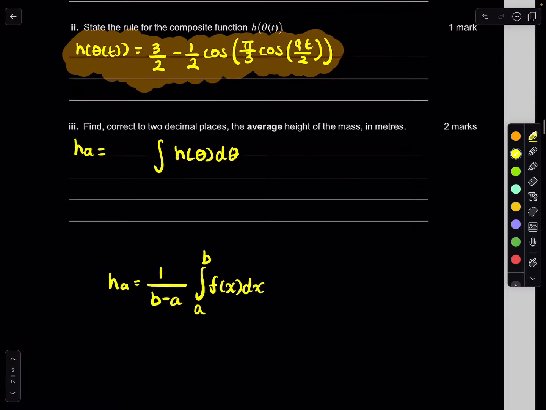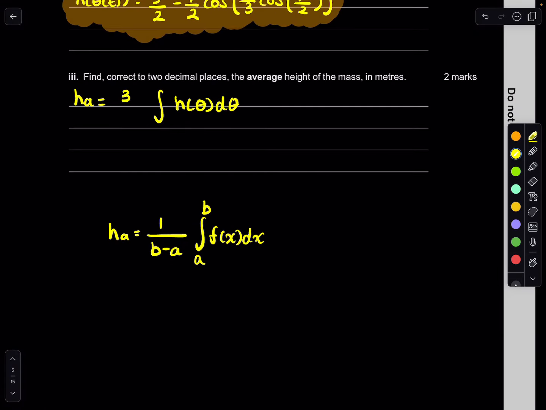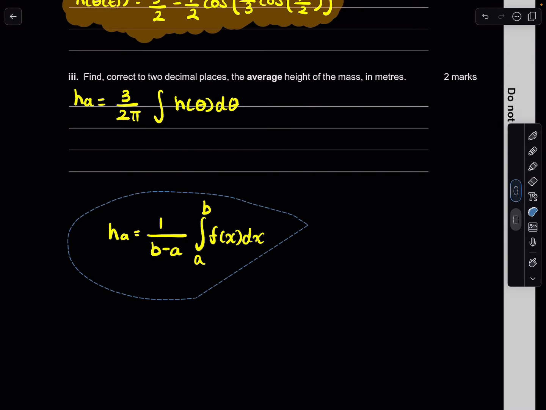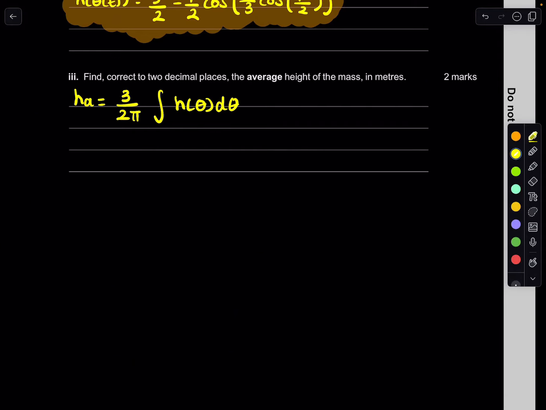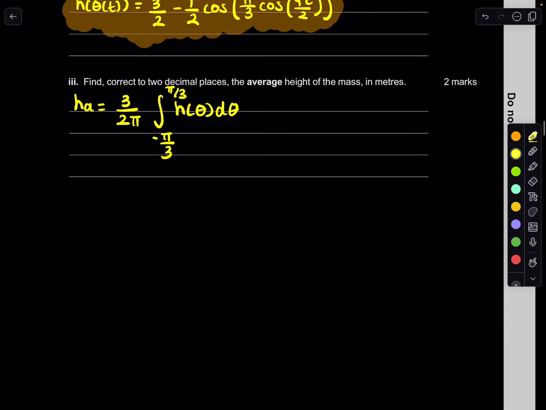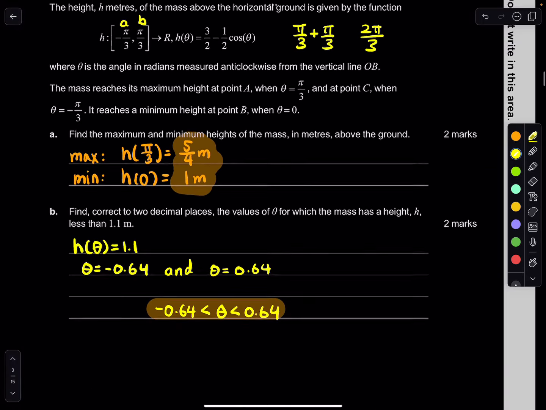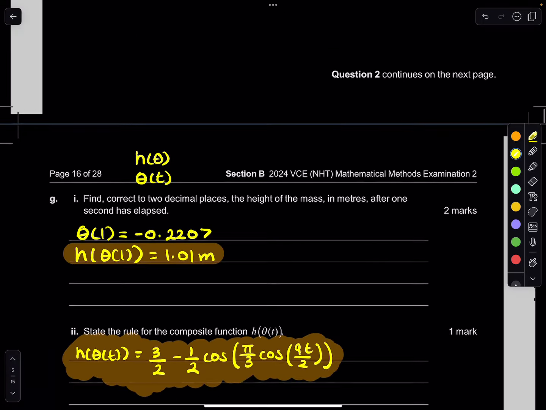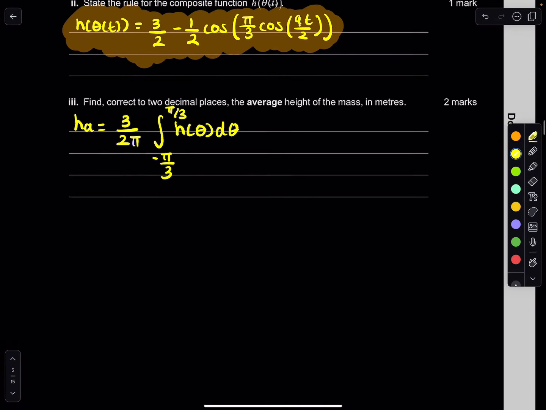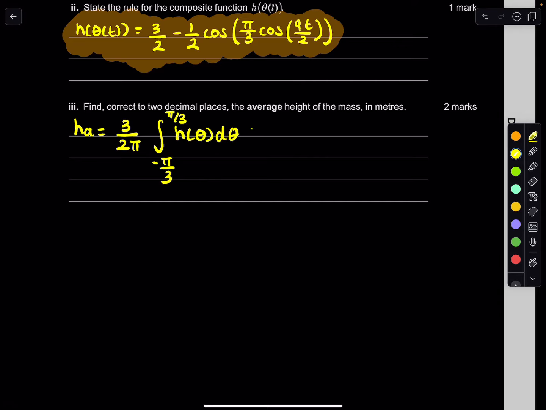So let's go down here. So it's going to be 3 over 2 pi. Beautiful. And that is our formula. So 3 over 2 pi, and we were going from negative pi on 3 to pi on 3. Those are our terminals. I don't want to make simple mistakes. So yep, negative pi on 3 to pi on 3, h of theta d theta. Beautiful. Let's check what that gives us.